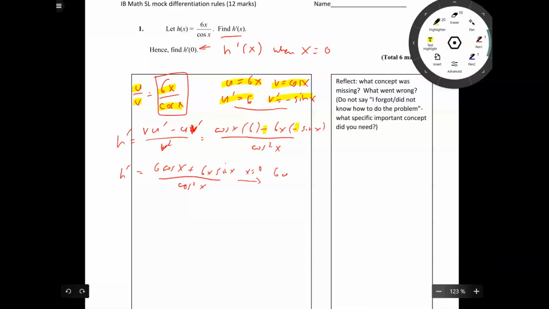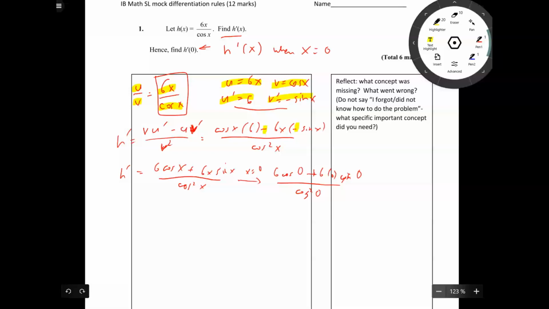So I get 6 cosine 0 plus 6 times 0 times sine of 0, divided by cosine squared of 0. Okay. Well, the bottom, cosine squared of 0, we might be worried that that is equal to 0, and if you have a denominator of 0, that kind of ruins everything.